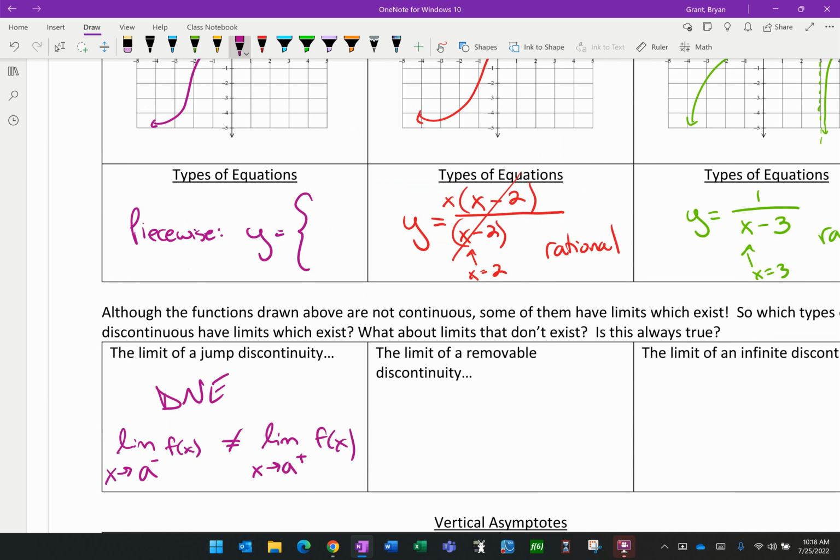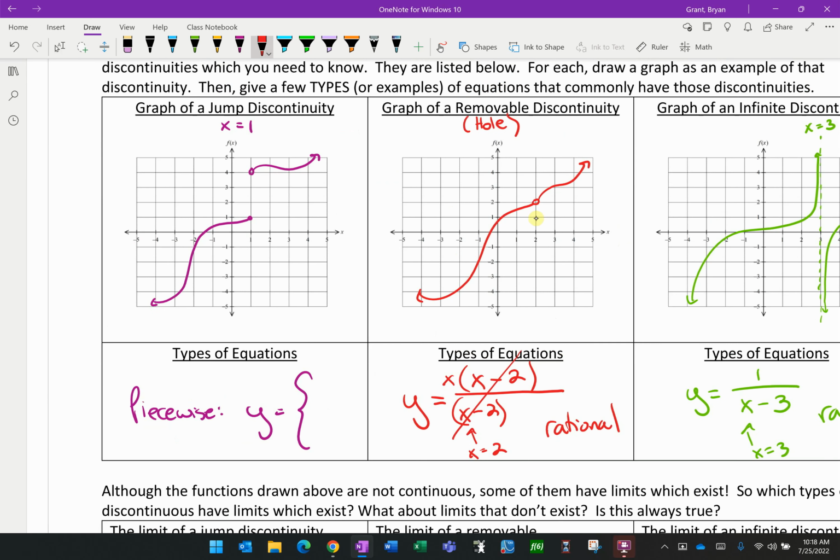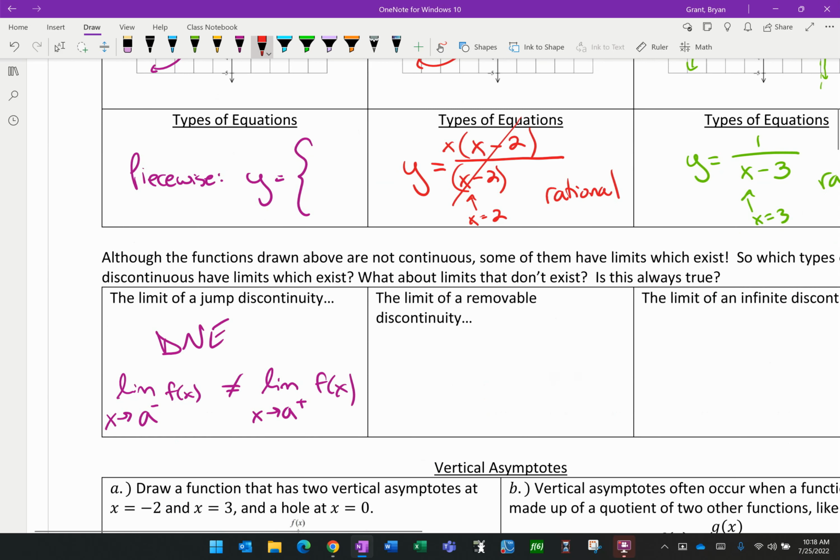Easy enough. A removable discontinuity, though, does have an existent limit there, right? We approach the same y value on each side. So the limit of a removable discontinuity exists. And again, we'll justify with those one-sided limits. The limit as we approach some a value from, we'll keep it consistent, from the left side of f of x will equal the limit as x approaches a from the right side of f of x.